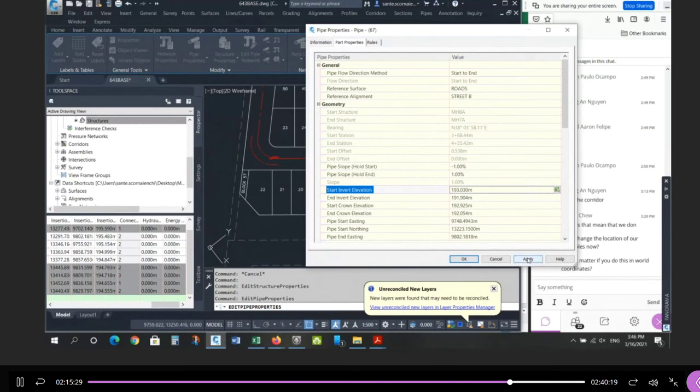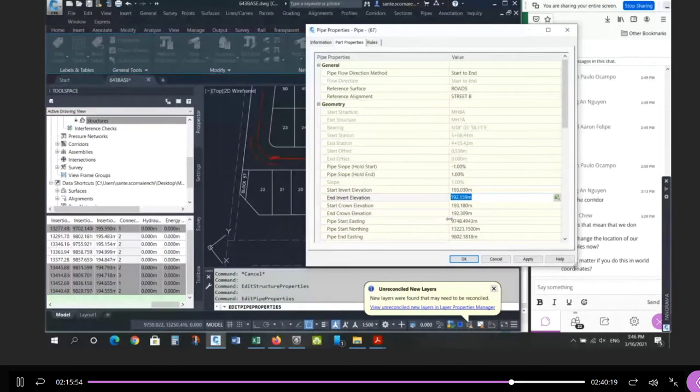It's going to change the slope. Okay, I want to keep the start. So now I want to change the slope, hold the start. So I want to type my slope in here. I know it's -1. I'm going downhill. When I hit apply, it's going to keep this number, and it's going to change the downstream invert, the end invert. Apply, and I'm done. So now I know the elevation of the end of this pipe.